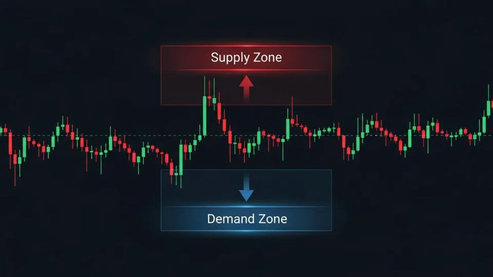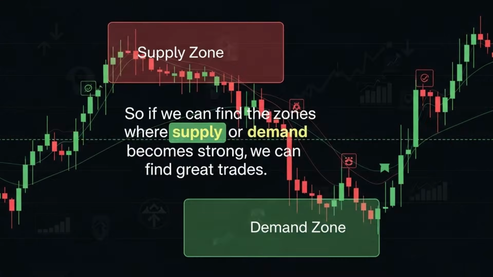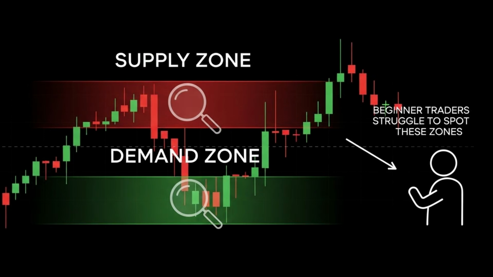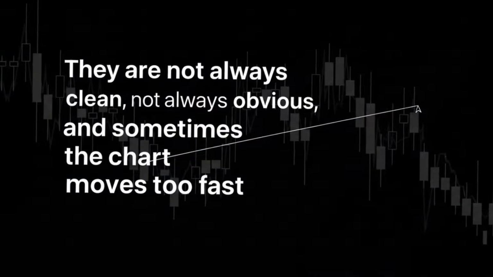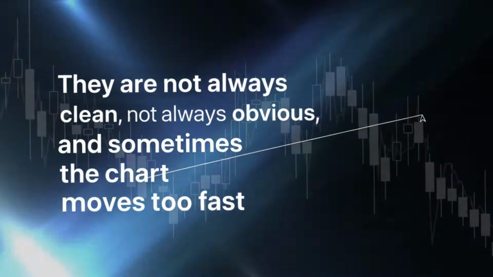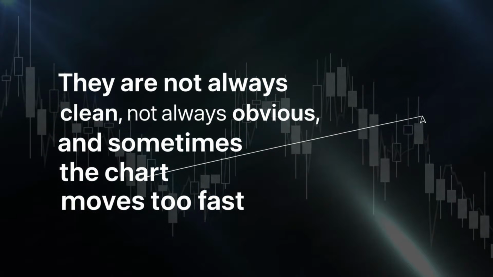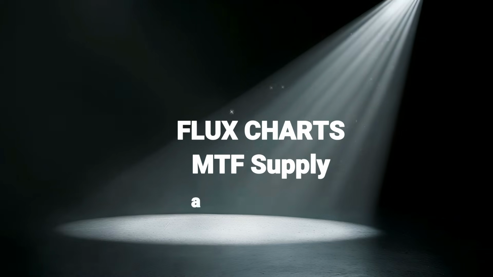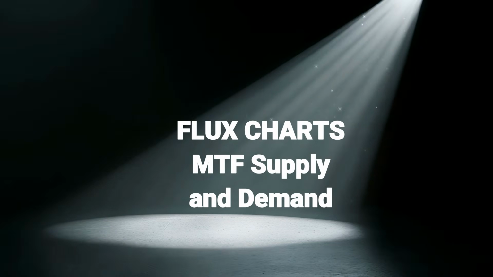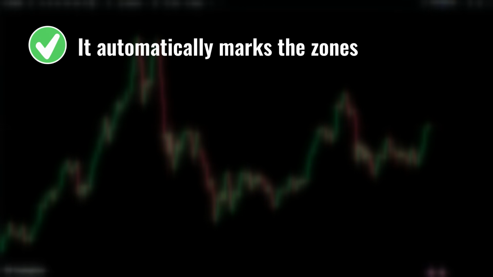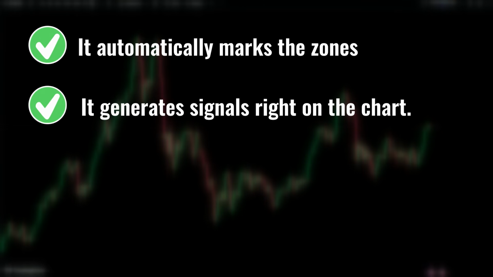So, if we can find these zones where supply or demand becomes strong, we can find great trades. The problem is, beginners usually struggle to spot these zones by hand. They're not always clean, not always obvious, and sometimes the chart moves too fast. That's why I use a tool that makes the process simple. It's called the Flux Charts MTF Supply and Demand Indicator. It automatically marks the zones for you and even generates signals right on your chart.